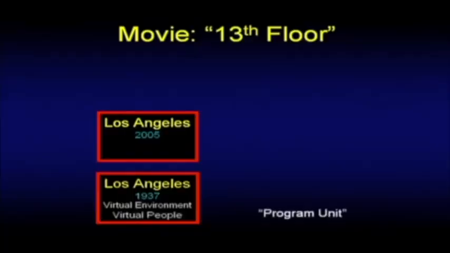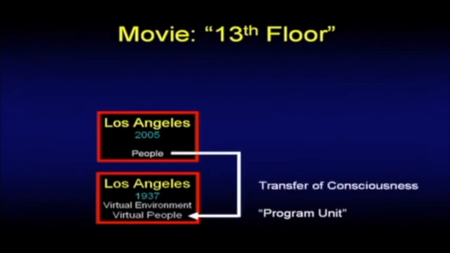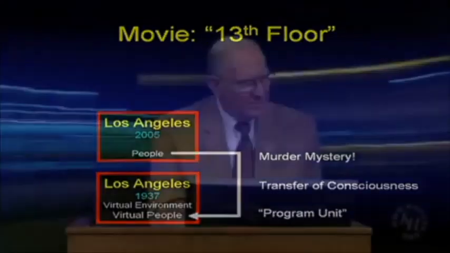And so the virtual people they call program units. In LA, they have real people, of course, and the game is that real people can go there and transfer consciousness through this gimmick and be in that environment. Except the problem is there's a murder that takes place. The head of the project gets murdered, and the number 2 guy is getting framed for the murder.